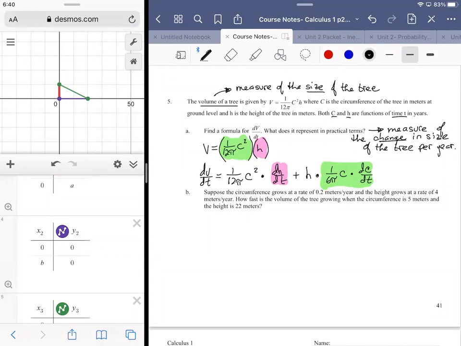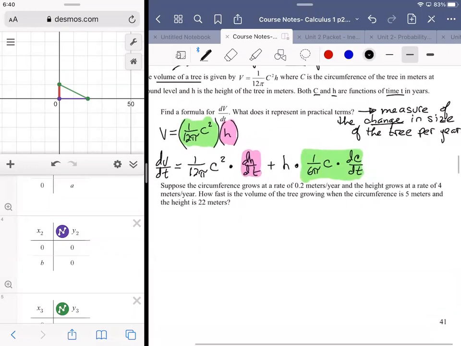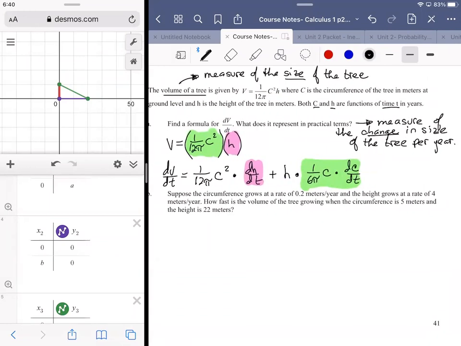So we're talking about a tree here, but it really could apply to anything that has a growth aspect to it, right? So suppose the circumference C grows at a rate of 0.2 meters per year. So dC/dt is 0.2 meters per year.